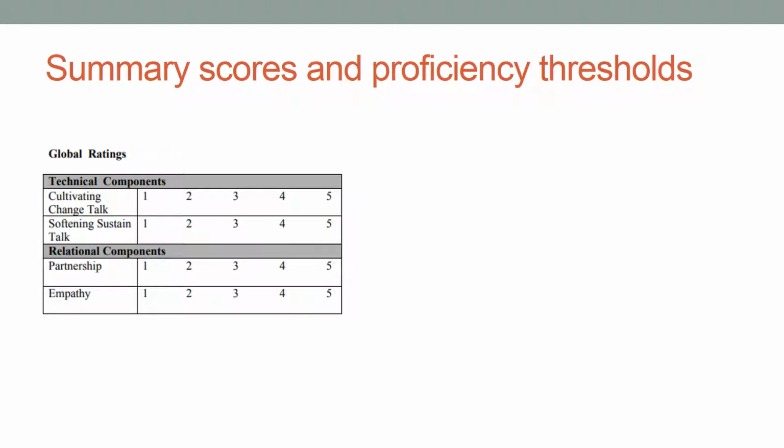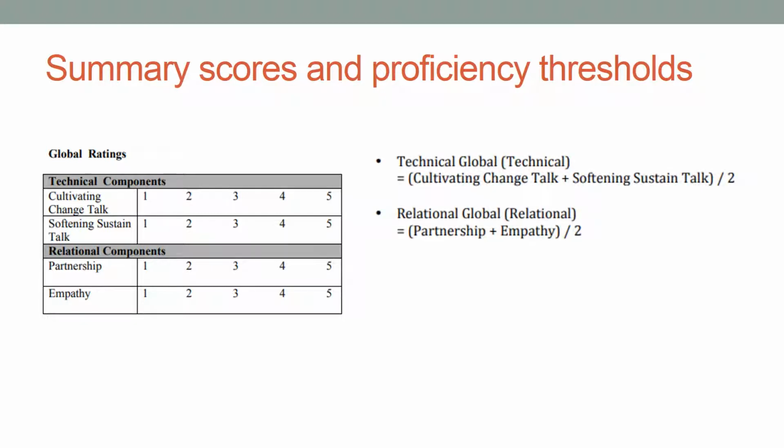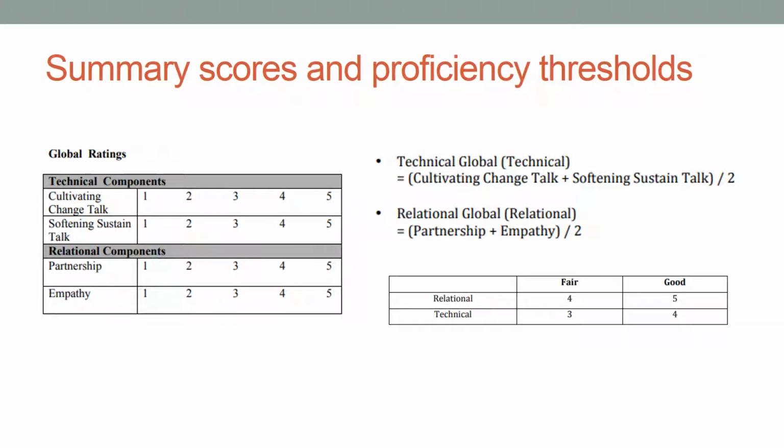So lastly, once you've assigned your scores to the four dimensions, the next thing we do is to see where we rate in terms of MI proficiency in these areas. So to do this, we just get the average of the technical components and the average of the relational components separately, and then we compare our scores to what we call proficiency tables. So let's take an example.